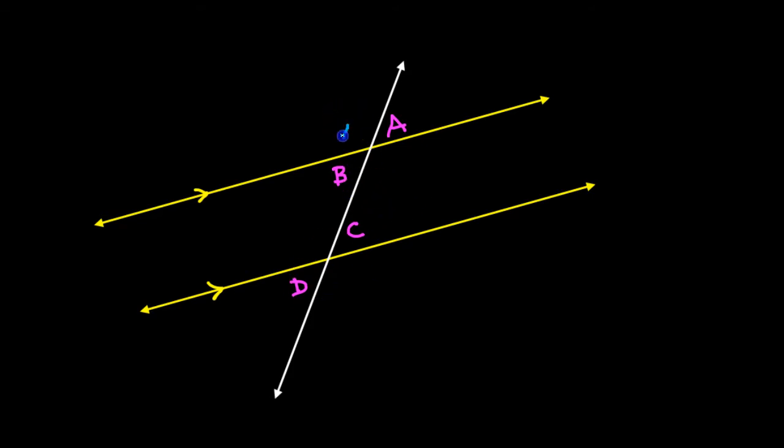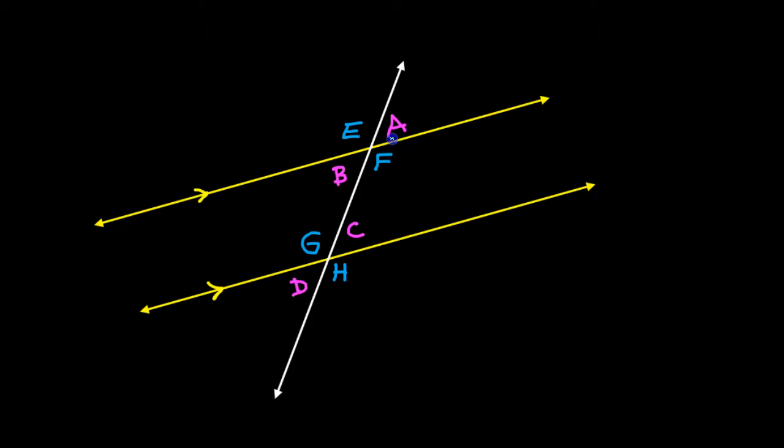So this is an obtuse angle right here, E, and then F, and then G, and then H. All of those angles that I just labeled as blue are congruent. So if this is a 100 degree angle, then all of these obtuse angles are 100 degrees.